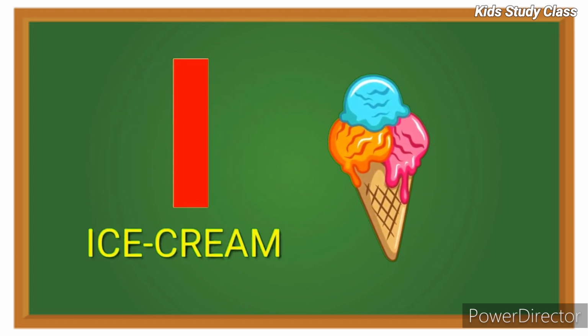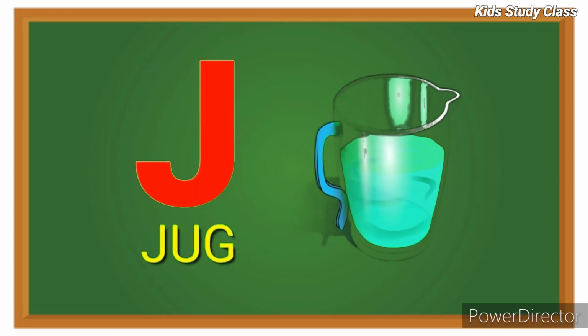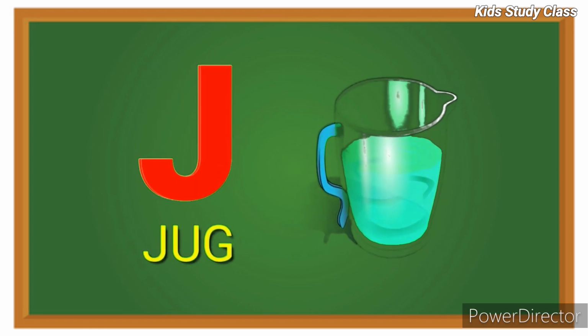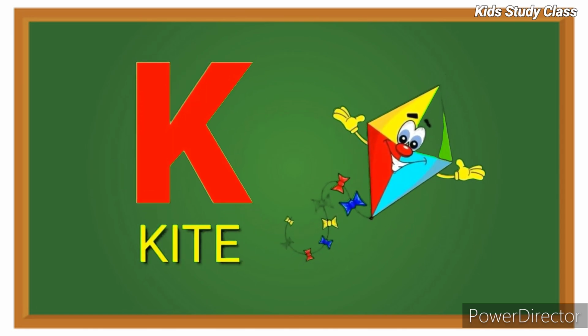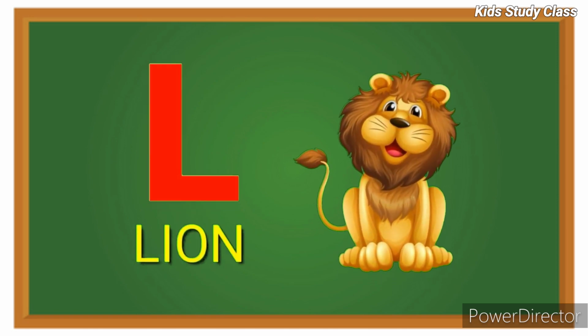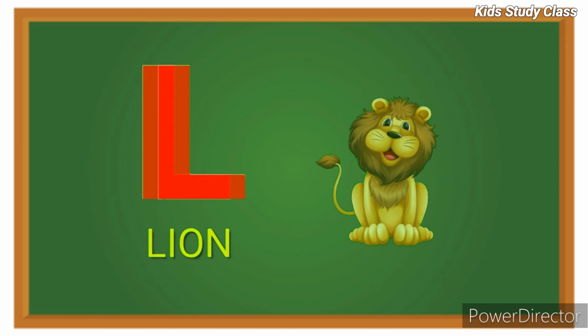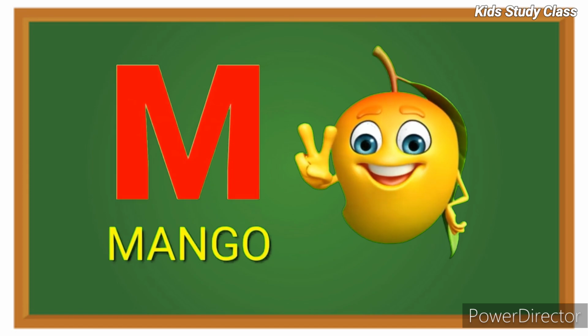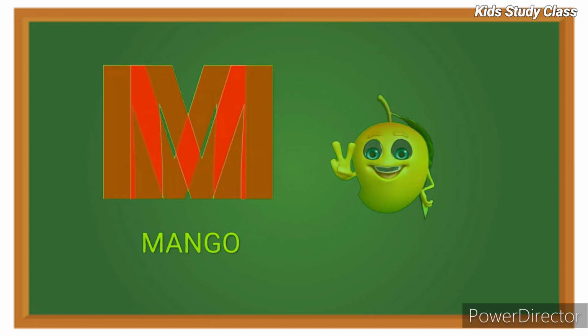I for ice cream. J for jug. K for kite. L for lion. M for monkey.